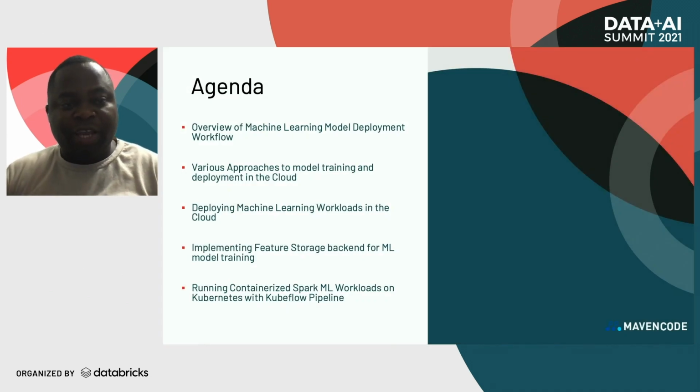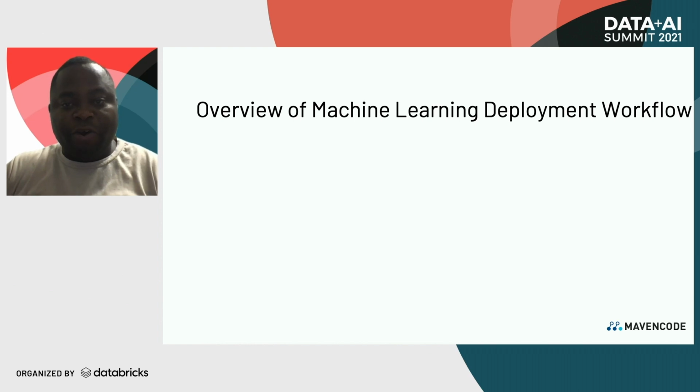So in terms of agenda today, we'll start by going through an overview of a machine learning model deployment workflow. Next, we'll talk about the various approaches to model training and model deployment in the cloud. After that, we'll talk about how we can deploy machine learning workloads in the cloud. We'll talk about implementing a feature storage backend, basically for machine learning model training. And we'll talk about how you can run containerized Spark ML workloads on Kubernetes with Kubeflow Pipelines. Overview of machine learning deployment workflow.